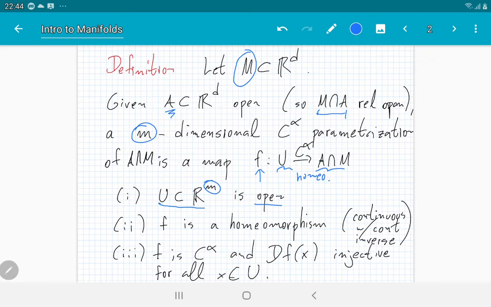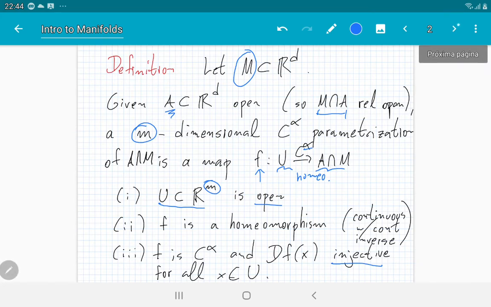And as a third assumption, we want this F to be C^alpha, as I noted here. So it has derivatives in the sense of Fréchet up to order alpha, and they're continuous. And moreover, we have a condition on the derivative of F at any point x, which is that it's injective. And this condition might sound a bit funny. Well, okay, it's okay to ask that F be smooth, because then we want to look at smooth surfaces, smooth submanifolds. But injectiveness, what does that mean?